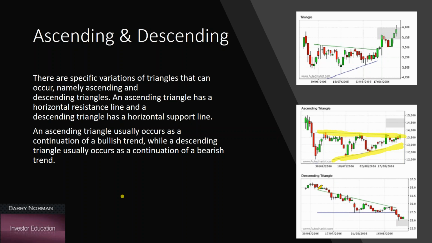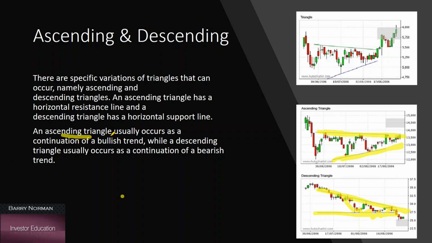In a descending triangle, we have price moving down, and the support line is underneath. Price is trying to break through this level, and every time it hits that level, it bounces off, and our resistance line is above here, pushing price again into this inner corner.